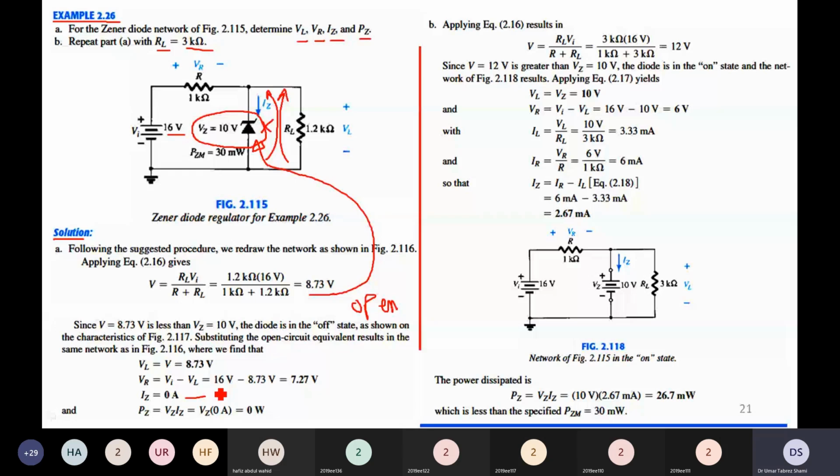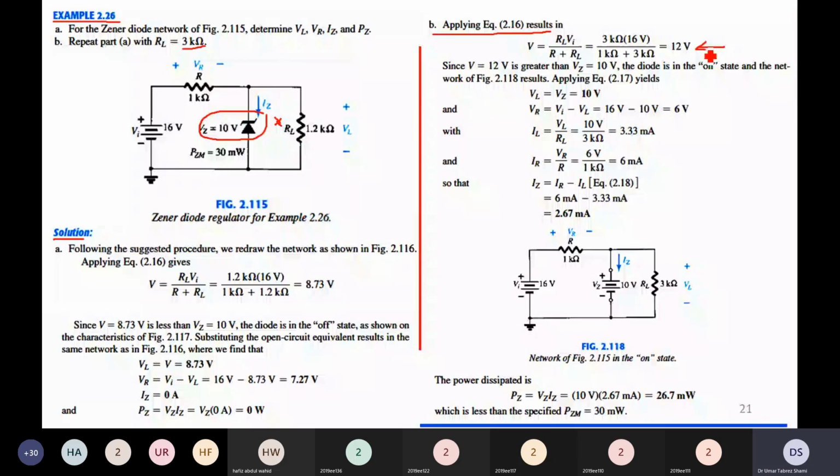Now we come to the second part. In the second part, we have replaced RL by a resistance of 3 kilo ohms. And now we want to find the voltage across the load, the voltage across R, the current through the Zener diode, and the power dissipated through the Zener diode. So in part B, we will start the analysis with the same procedure. In the first step, we will remove the Zener diode. We will assume that it is not present and then find voltage VL. In this case, in part B, VL is equal to 12 volts.